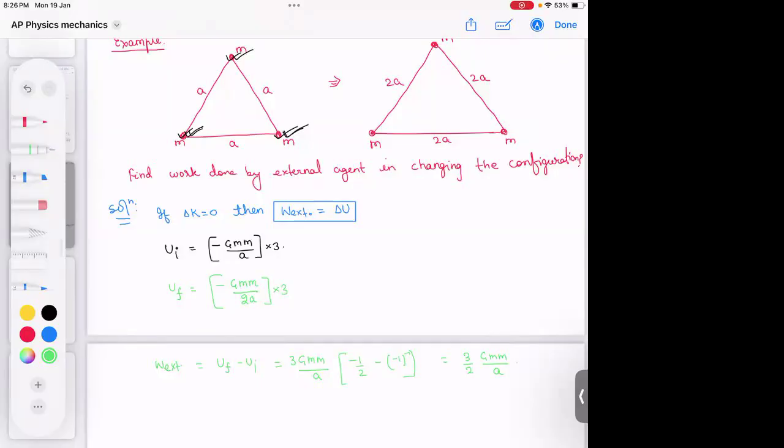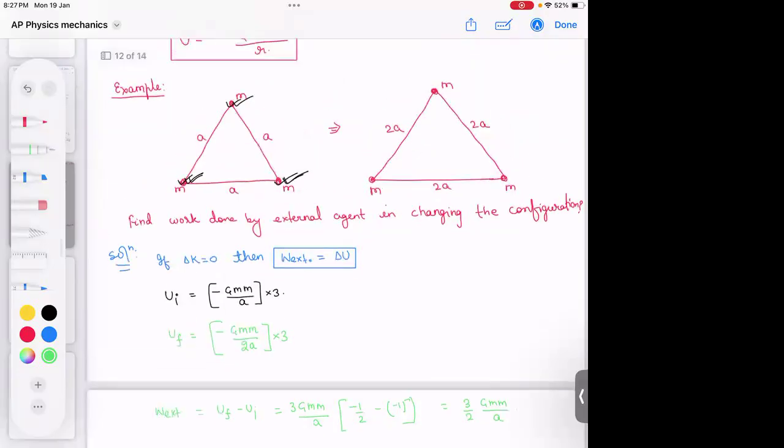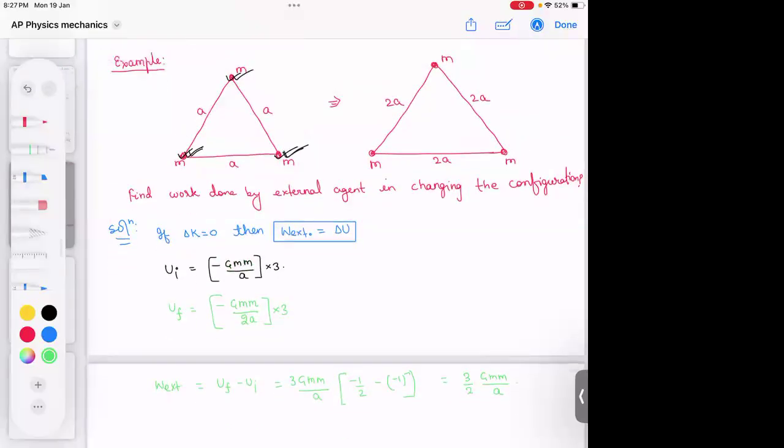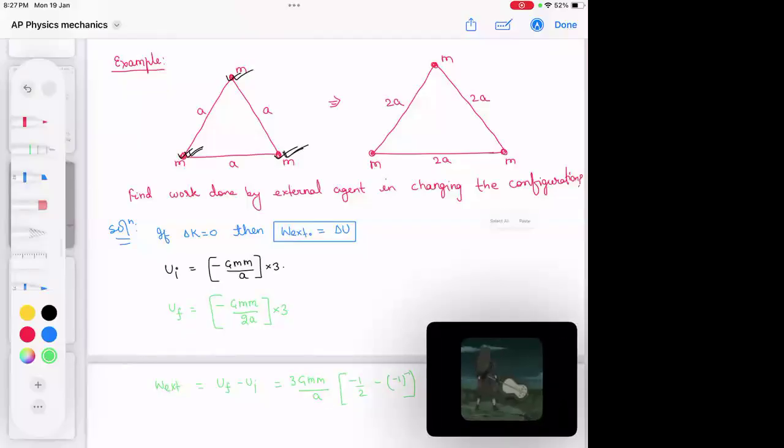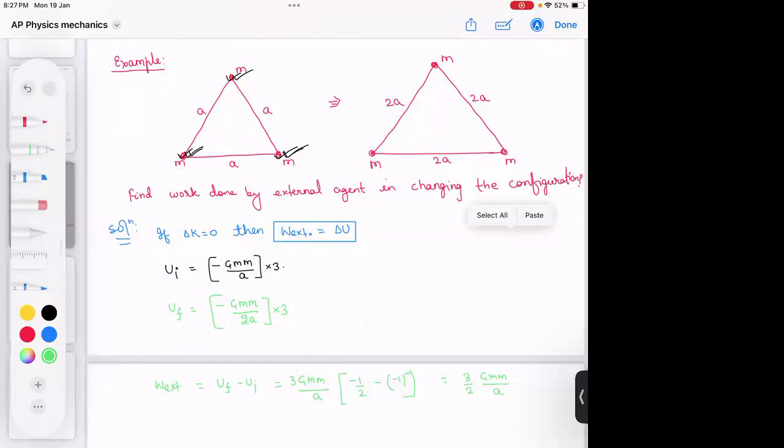Understood? This energy conservation, work energy theorem, all these things are applicable as they are, as you have done in the electrostatics questions. Exactly the same way we can apply it here. As we have applied these concepts in electrostatics, exactly the same way we can apply it here as well. Please tell me, clear up to this? Okay, so this is what we have discussed.